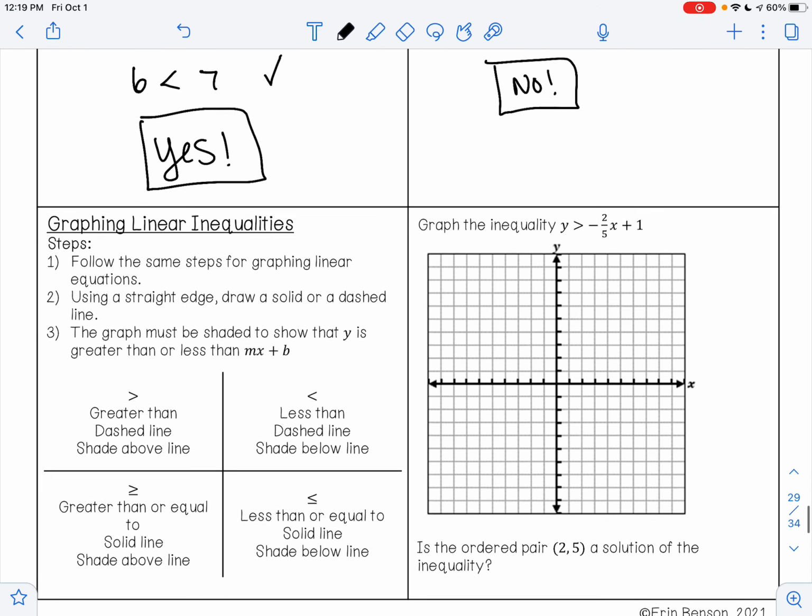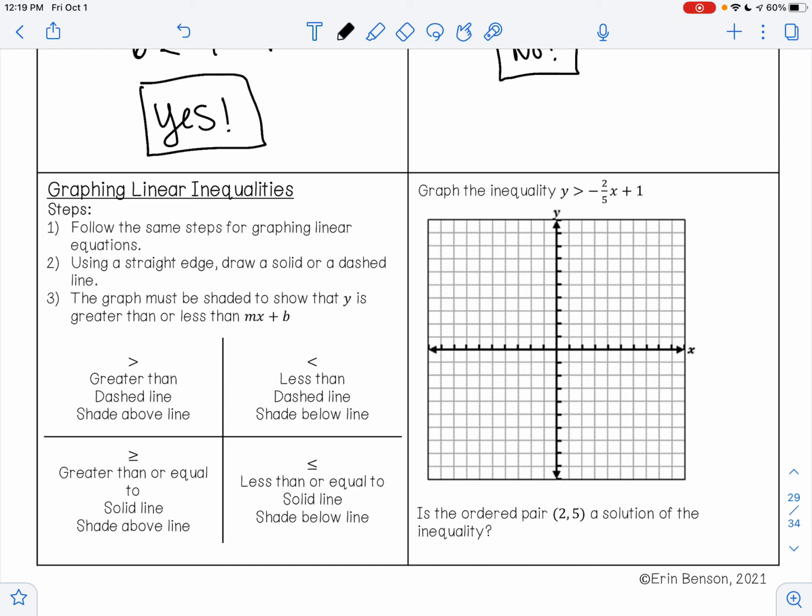We can graph linear inequalities. There are 3 steps to follow to do that, and those 3 steps are right here. We're going to do the same exact steps that we did when we graphed lines. The only difference now is that our lines can either be solid, like how we drew before, or dashed. And we'll have shading. If it's greater than or equal to, we'll shade above the line. And if it's less than or equal to, we'll shade below the line.